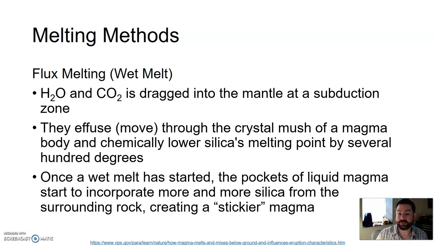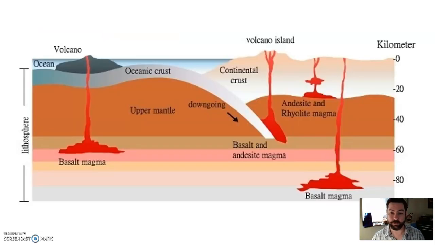Once a wet melt has started, the pockets of liquid magma start to incorporate more and more silica from the surrounding rock. So as you create this liquid hot magma, it's less dense than the surrounding mantle and crust, so it starts to make its way up. It's starting to melt the material around it, creating more and more magma, but a stickier magma, something that is less runny, as it continues to melt the surrounding silica out of the rock as it makes its way through it.